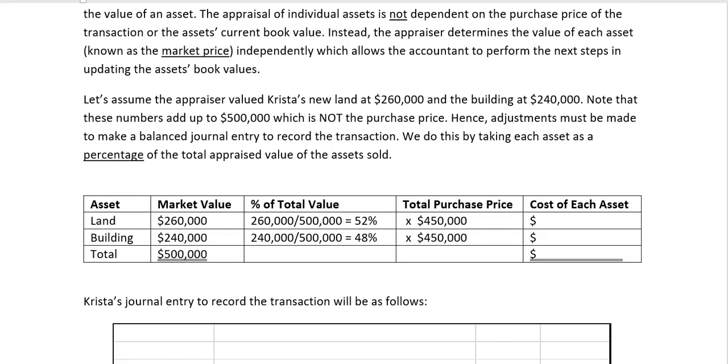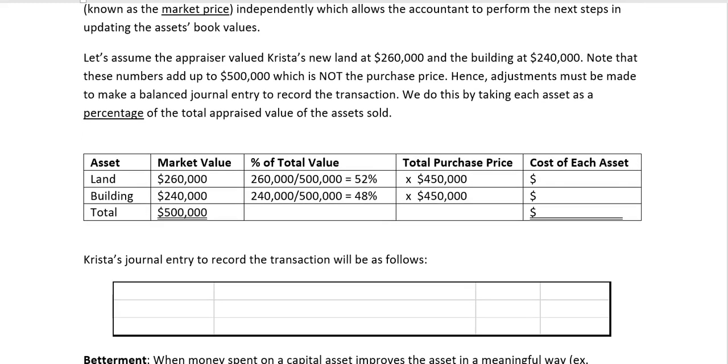Let's assume the appraiser valued Krista's new land at $260,000 and the building at $240,000. Note that these numbers will add up to $500,000, which is not the purchase price. Hence, adjustment must be made to make a balance journal entry to record the transaction. So we're going to do this by taking each asset as a percentage of the total appraised value of the asset sold. So I'm going to end the video here. Have a look at this table and the journal entry below, and we will start off the next video by going over these two things.